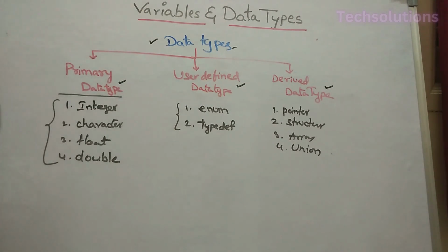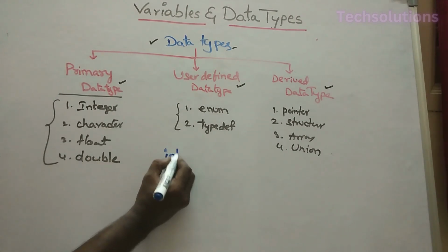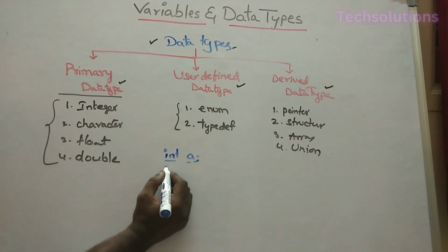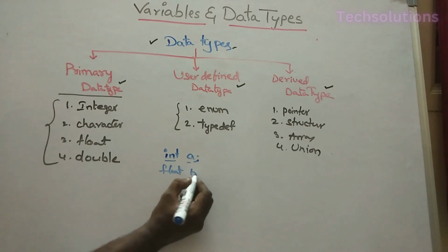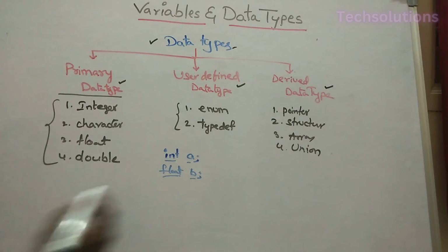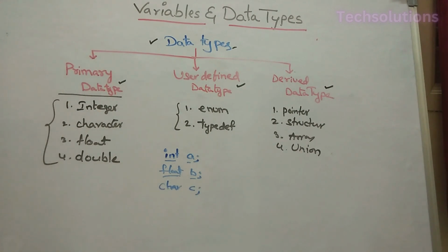These data types can be used to declare variables. How can we declare a variable? Suppose I want to declare the variable int a, which means a is the variable, and it will store an integer value. Suppose float b. Now b is of floating point type, and it will store floating point values. Suppose one more type, character, c. Now c is of character type, and it will store only character values.